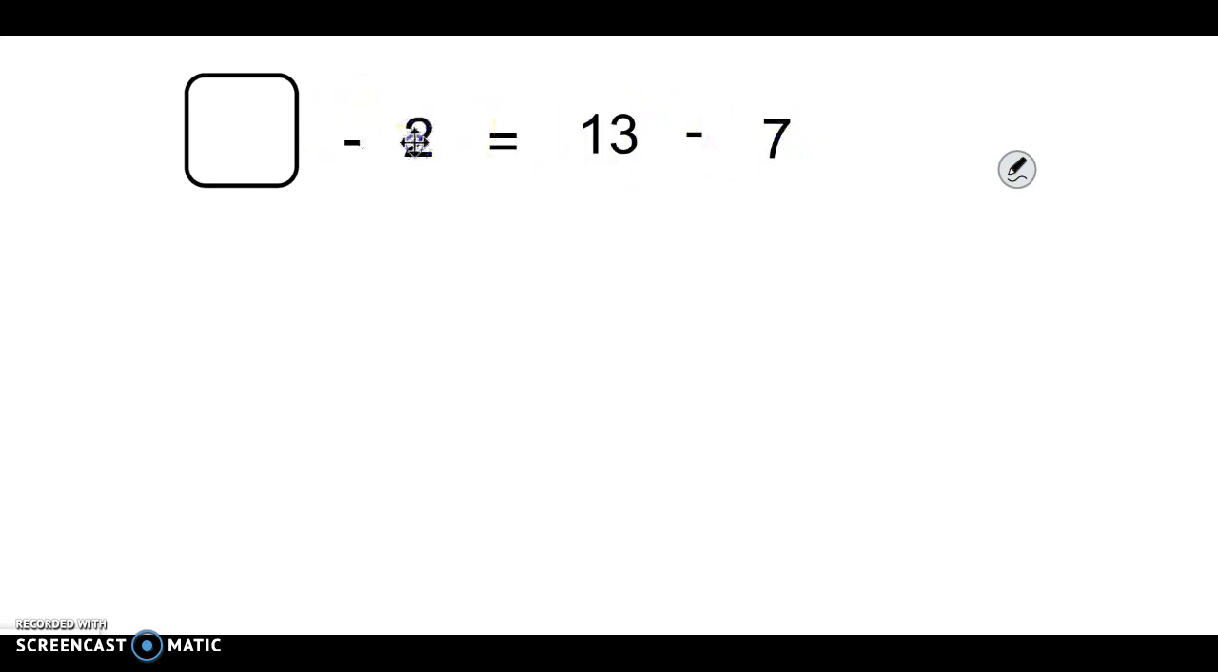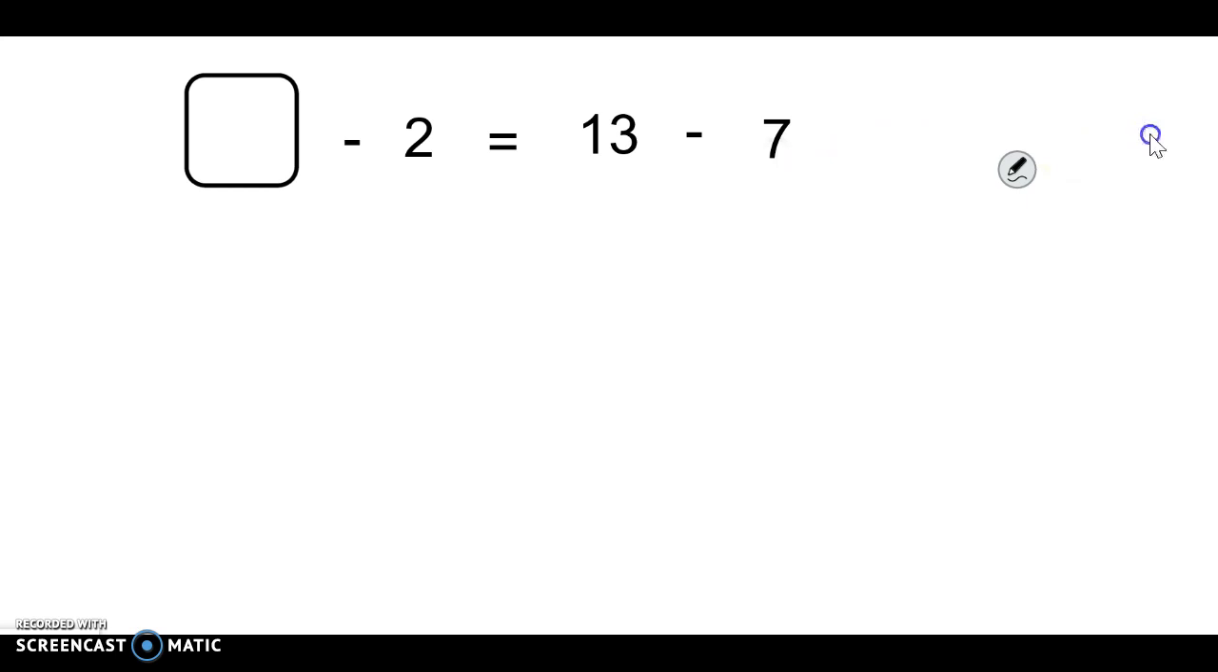But can we solve the left side of the equation? We can't. Why not? Because we don't know both numbers. There's a missing number. So let's move over to the right side of the equation. Can we solve 13 minus 7? Yes, we can, because we know both numbers. So let's count up to subtract.